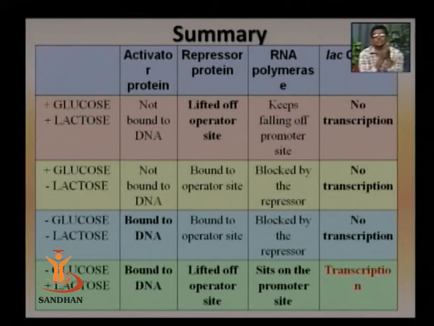The third condition is when glucose and lactose both are not there. Here the repressor protein will block the site, but glucose absence will lead to cAMP CAP activation. So altogether no transcription will be there. And lastly, when glucose is not found and lactose is found, this is the most ideal condition in which Lac Operon will remain expressive.